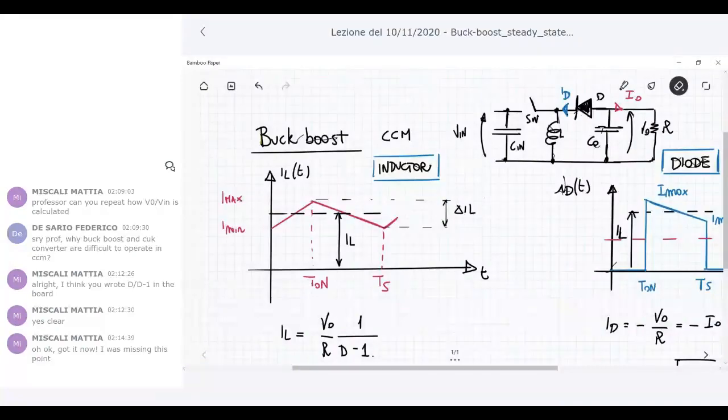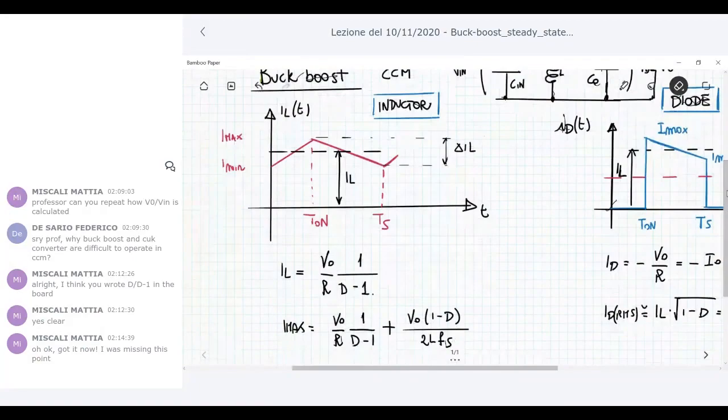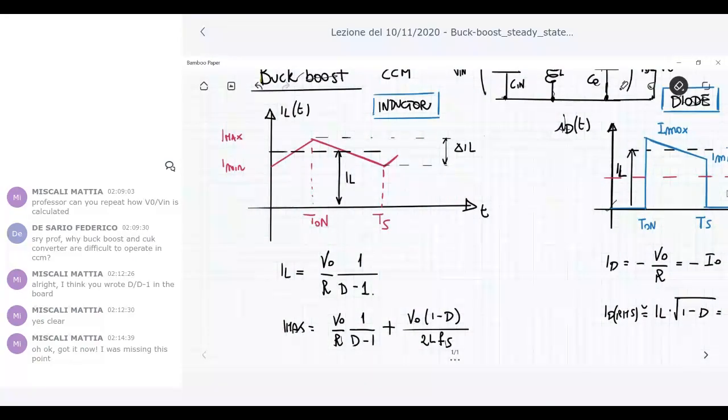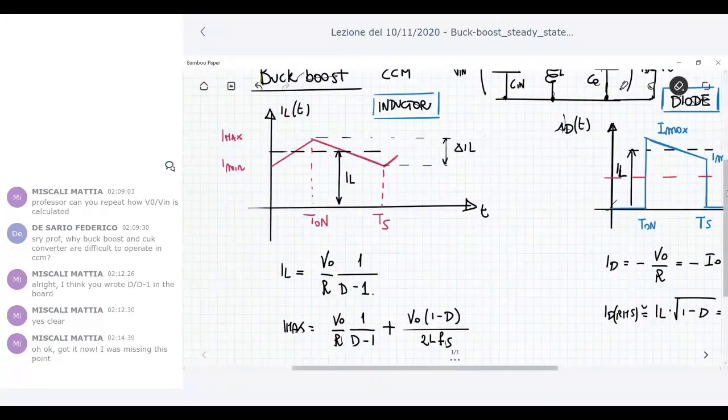Yesterday we saw that in the CCM buck boost, the current through the inductor is the classical one. So it is the red curve you can see in this whiteboard. Then you have a maximum current, a minimum current, and a current ripple. The average value is called IL, and this is the expression of the peak value of the current, Imax.